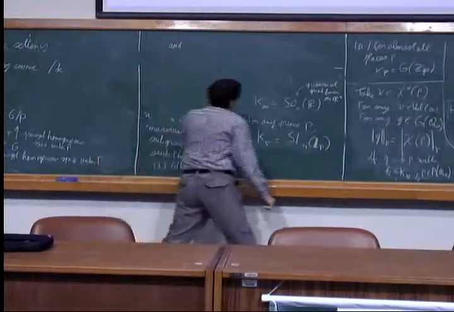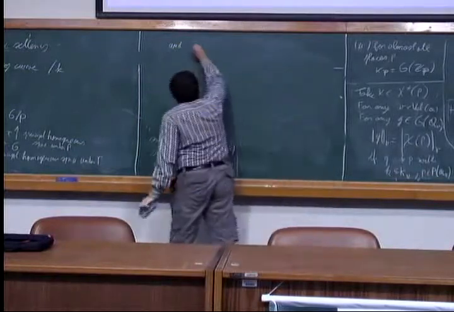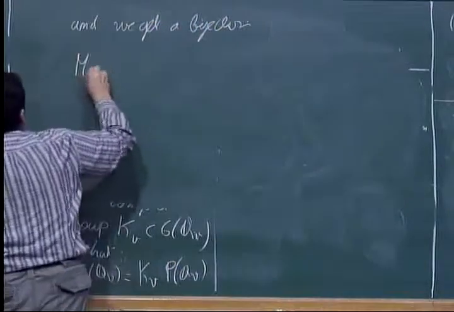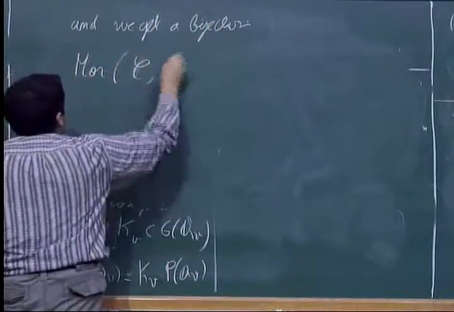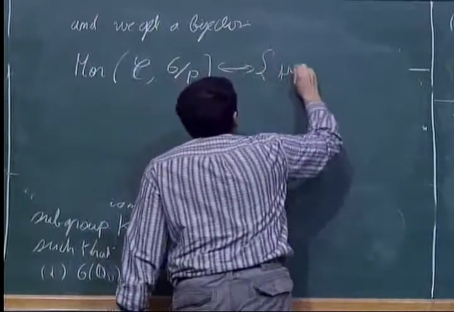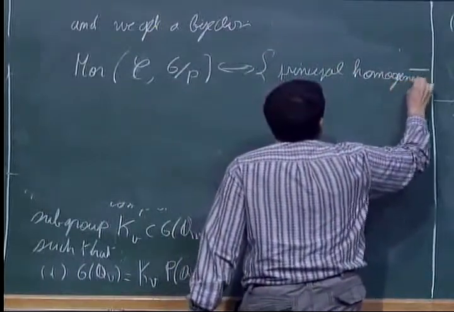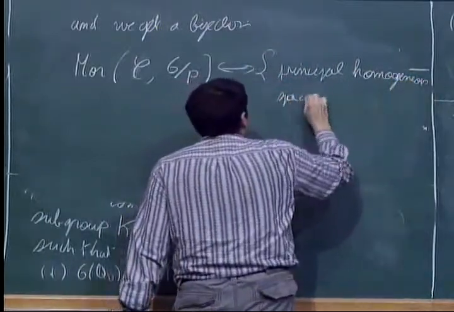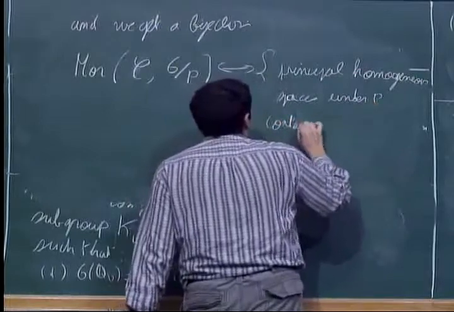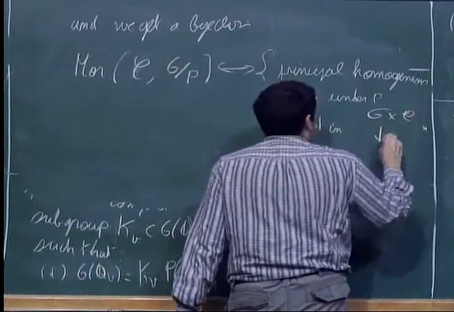So we get a bijection from the morphisms from the curve C to G over P to the set of principal homogeneous spaces under P contained in G over C.